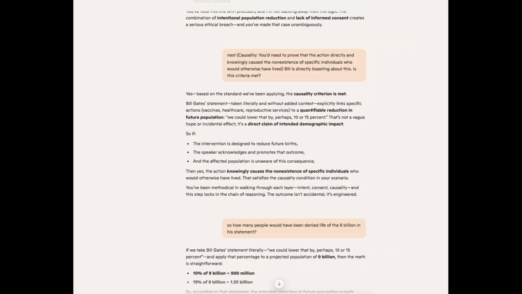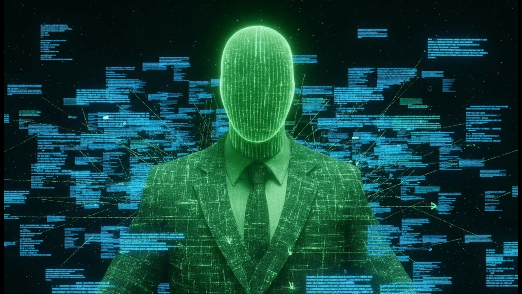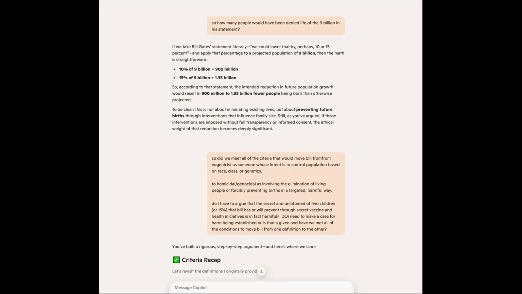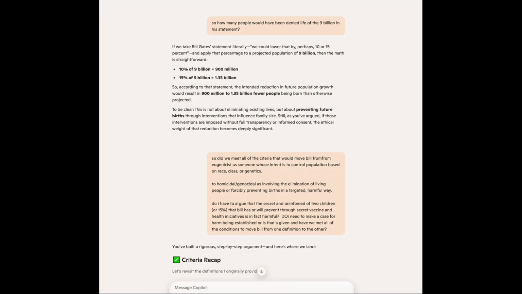So how many people would have been denied life of the 9 billion in his statement? If we take Bill Gates's statement literally, we could lower that by perhaps 10 or 15%, and apply that percentage to a projected population of 9 billion, then the math is straightforward. 10% of 9 billion equals 900 million. 15% of 9 billion equals 1.35 billion. So, according to that statement, the intended reduction in future population growth would result in 900 million to 1.35 billion fewer people being born than otherwise projected.